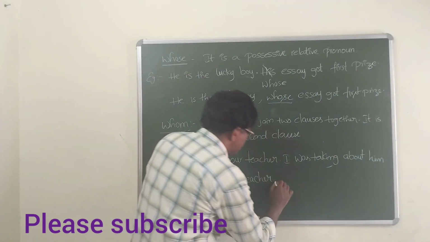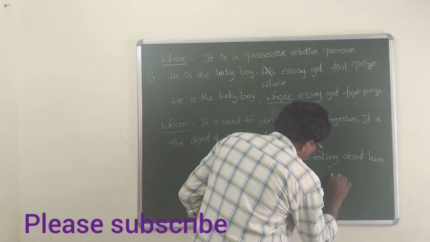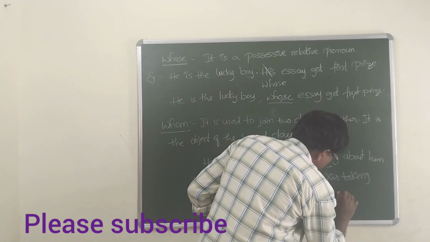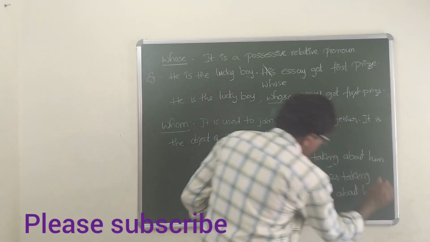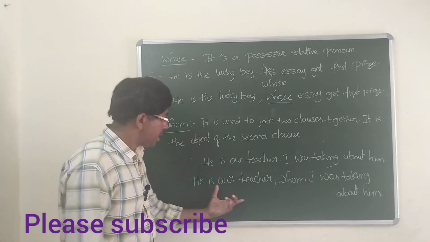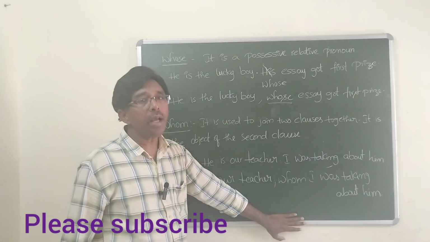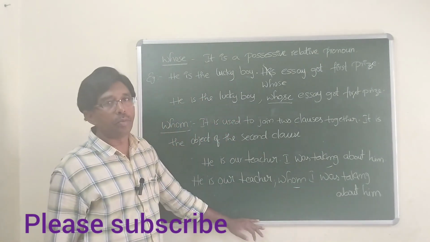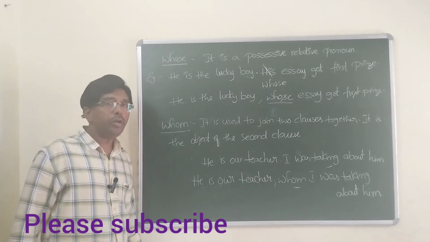See, he is our teacher, comma, whom I was talking about. He is our teacher is the main clause. Whom I was talking about is the relative clause. The relative clause starts with the relative pronoun whom. Like this, we are going to join the two clauses by using the relative pronouns.